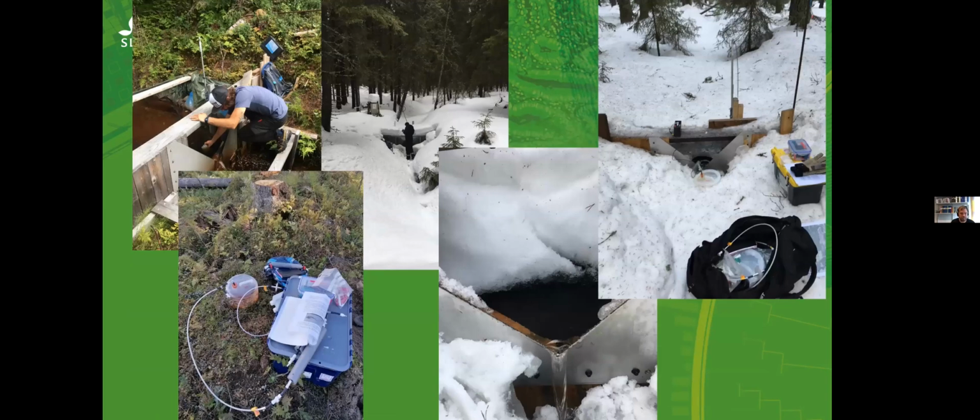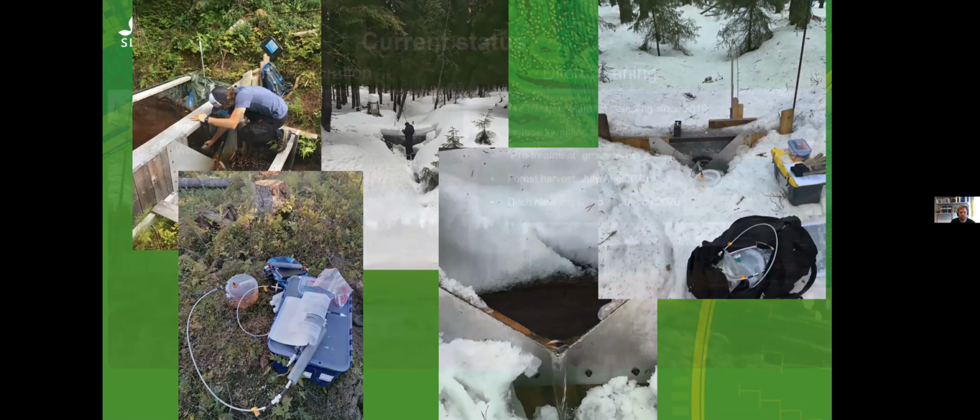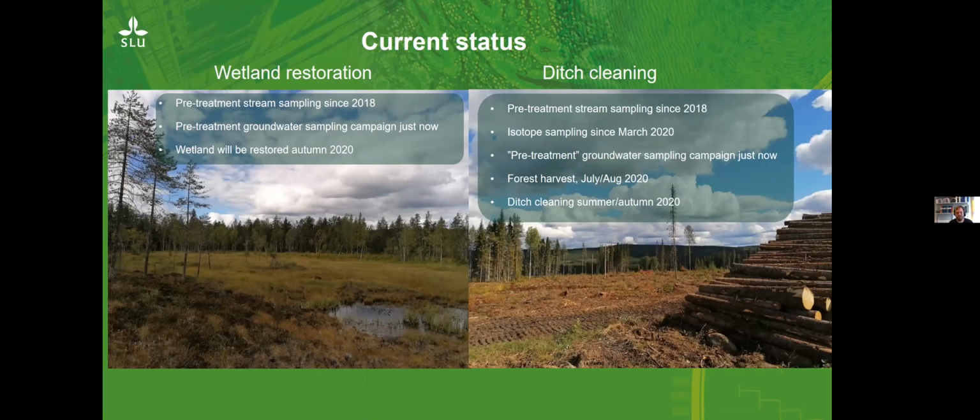Some sampling. The first sample taken by Alberto, so this is a milestone for his PhD project. And the current status for the wetland restoration: pre-treatment sampling has been ongoing since 2018 through the great efforts of the Krycklan team. We are just now this week doing a pre-treatment groundwater sampling campaign, and then the wetland will be restored within a week's time.